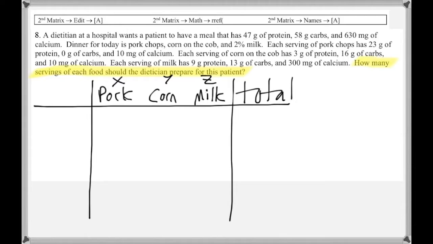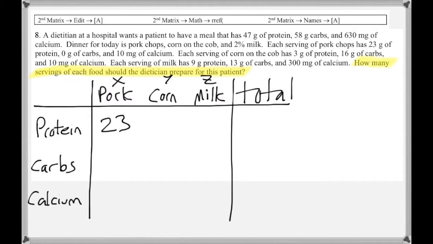The different types of information that I have, or my types of equations: I have a protein equation that I need, a carbs equation, and a calcium equation. The pork chops have 23 grams, 0 grams, and 10 milligrams. So that's going to be 23, 0, and 10.